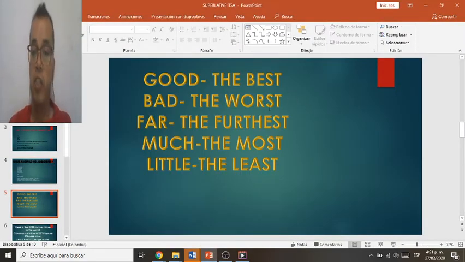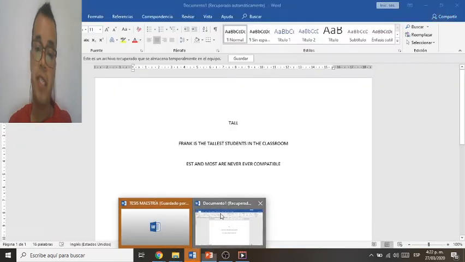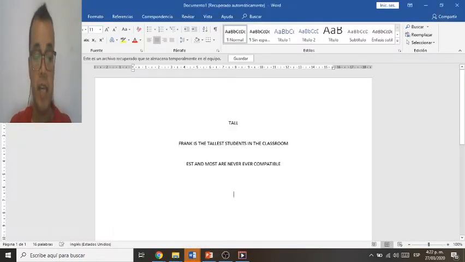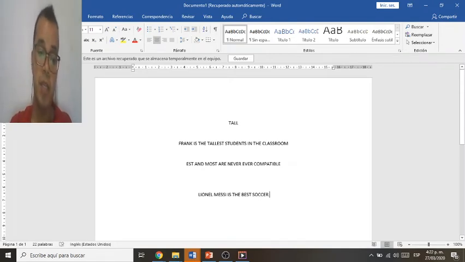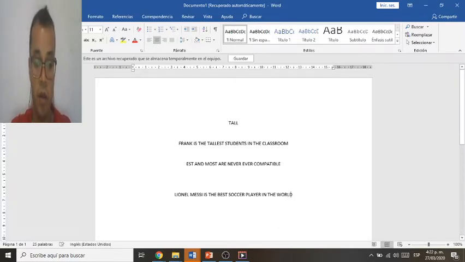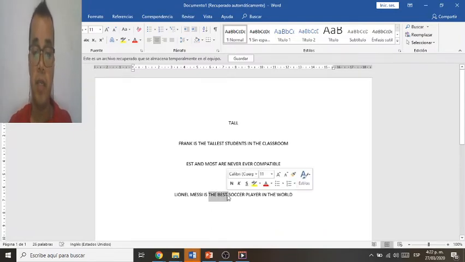We have special adjectives. Good. The goodest? No. The best. Bad, the worst. Far, the furthest. Much, the most. Little, the least. So if I'm gonna say, for example, Lionel Messi es el mejor jugador del mundo, I may say Lionel Messi is the best soccer player in the world. So, the superlative for good is the best.